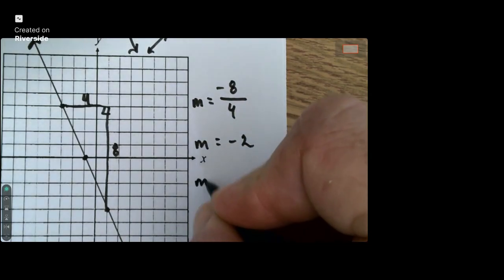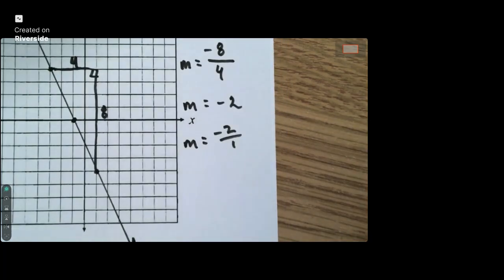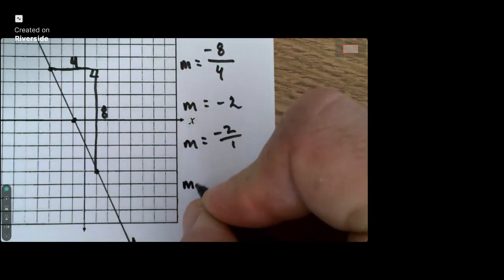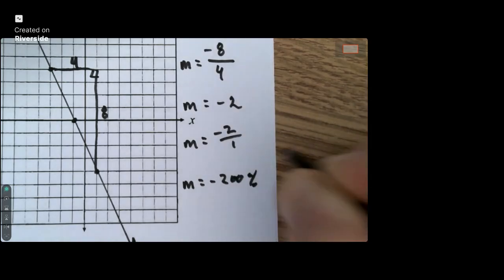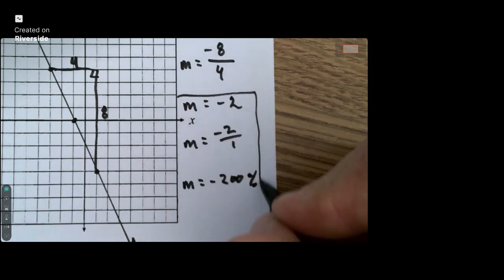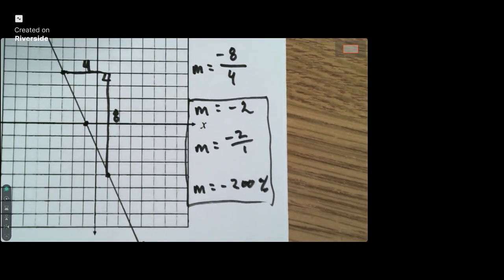So there we go. We could say the slope's negative 2. We could also say the slope is negative 2 over 1 if we wanted to leave it in fraction form, or we could turn that into a percent, and we could say that this has a negative 200% slope. So there's our 3 different versions of the same correct answer right there.